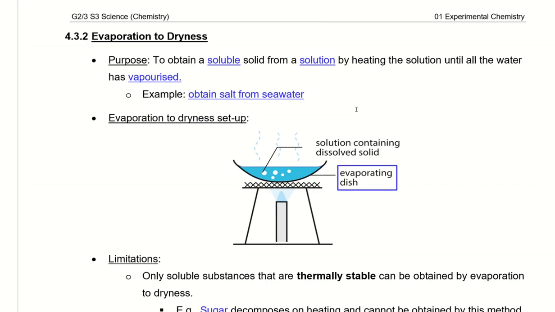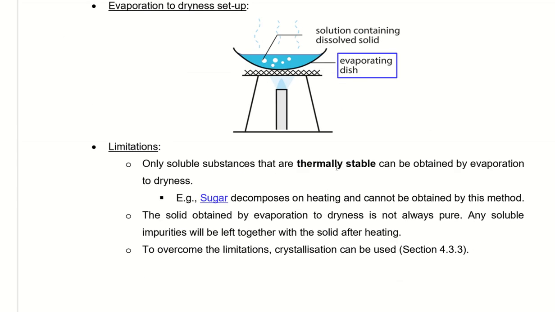For the next one, let's look at evaporation to dryness. It's a method to obtain a soluble solid from a solution by heating the solution until all the water has vaporized. So in simple words, we just want to remove the liquid from the solution. How? I'll just evaporate the liquid away. Simple as that.